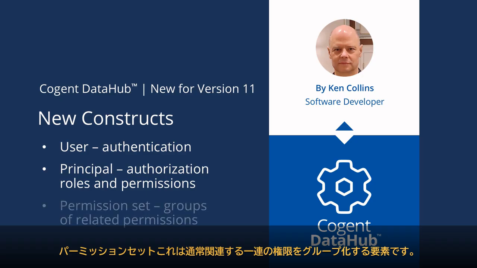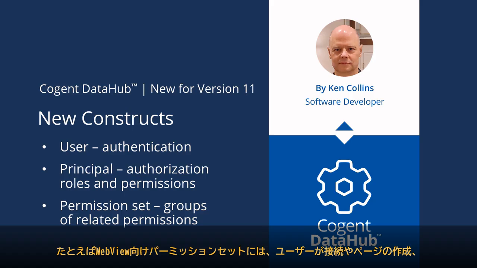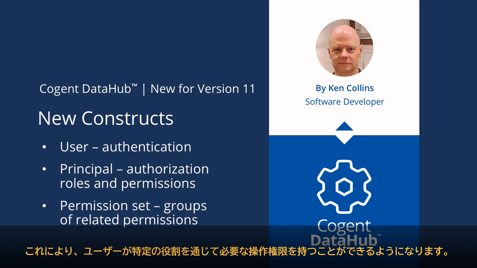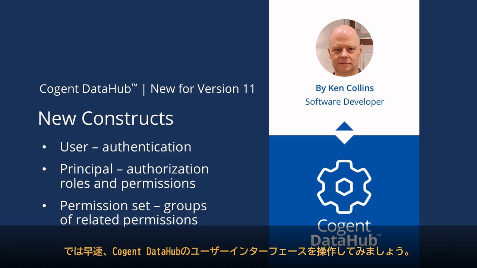A permission set is an element that groups a set of permissions that are typically related. For example, the WebView design permission set includes all the permissions a user would normally need to connect, create a page, save a page, etc.